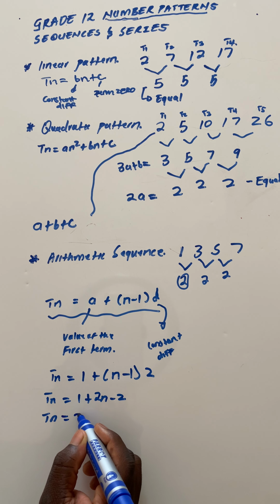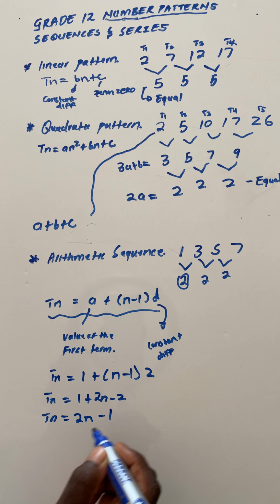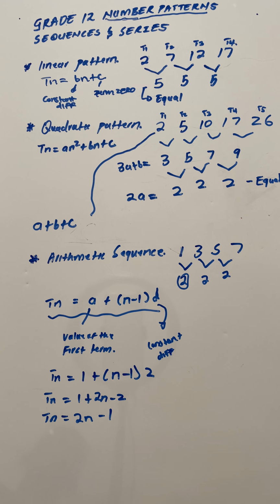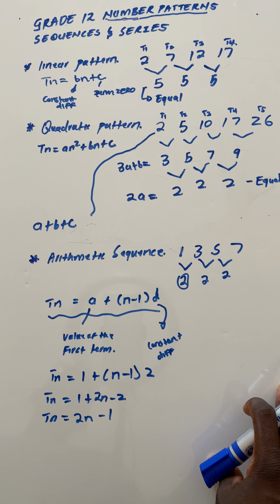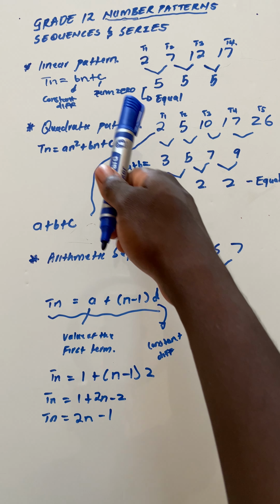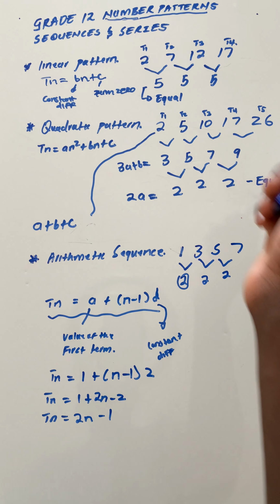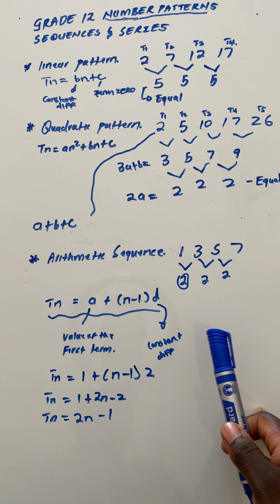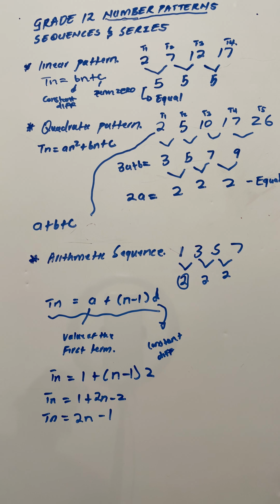So let me just put it as 2n minus 1, right? So that would be the general formula or term for your arithmetic sequence. I hope that this makes sense. If you test it using the one you've been using in grade 10 and 11, you see that we're still getting the same answer. So now it's up to you to see which one is convenient to you.